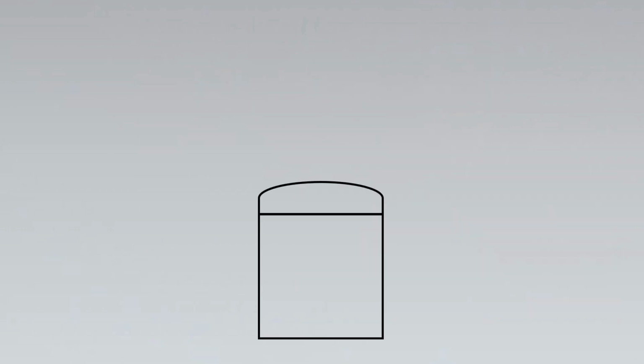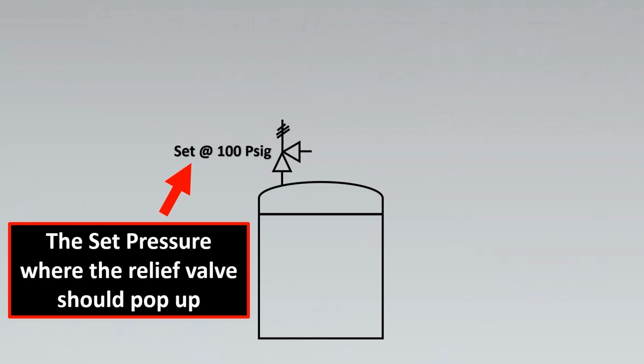Imagine here's a vessel and here's a relief valve put on it. In the P&ID you will usually see something like this: set at 100 psig. This is your set pressure, where the relief valve should pop up as per process requirement. Sometimes this is written as SP at 100 psig, or only the value is written at 100 psig. But because this is such an important value, any value written near the relief valve is going to be its set pressure.